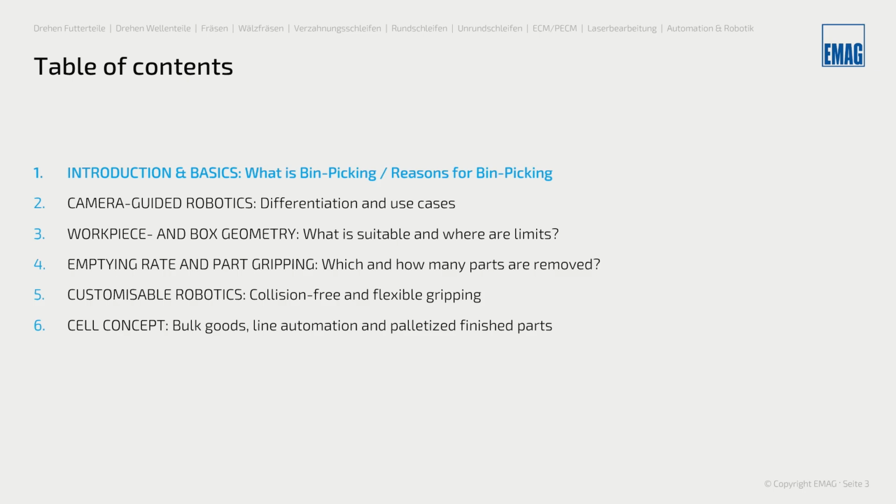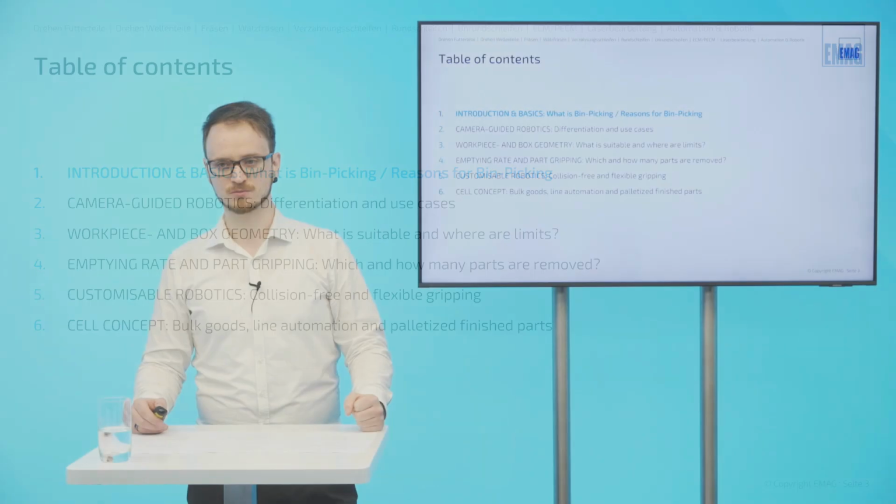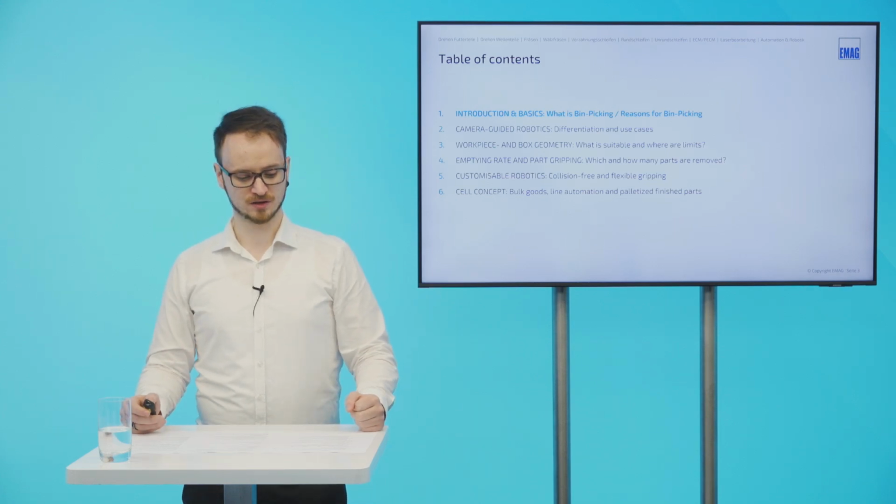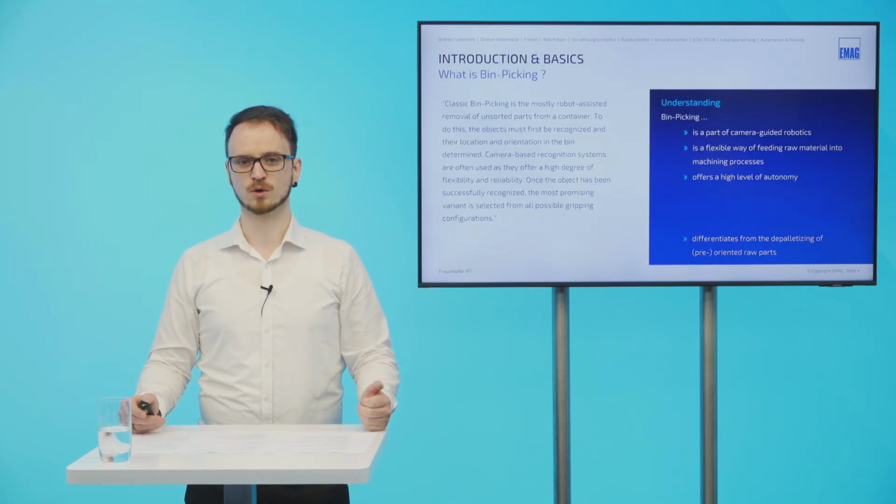After that, we will talk about the emptying rate and part gripping, discussing how many parts can get out of the box and how they will be getting out of the box. And also about customizable robotics, where we will talk a lot about flexibility and about the important topic of collision-free path planning. At the end of our webinar, we will show you a cell concept that we built and brought into production, where we can see raw parts gripped by the robot, brought into the automation process and palletized as finished parts. So let's dive into the first topic, the introduction: what is bin picking.